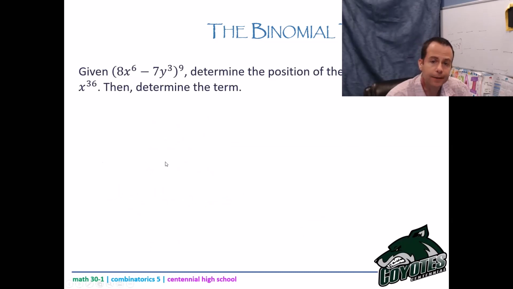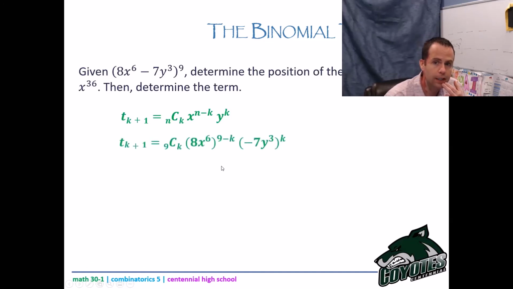Okay, given (8x^6 - 7y^3)^9, determine the position of the term containing x^36, then determine the term. So this is actually exactly like the constant term question, except that instead of trying to figure out where x to the 0 happens, I'm looking for where x to the 36 happens. So we're going to start with the formula, fill in everything I know. I know that n is 9. I don't know k yet. I know that x is 8x^6, and I know that y is negative 7y cubed.